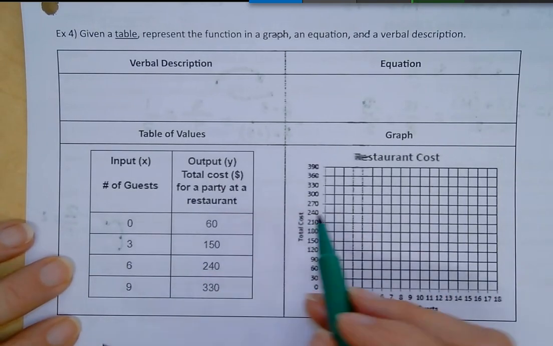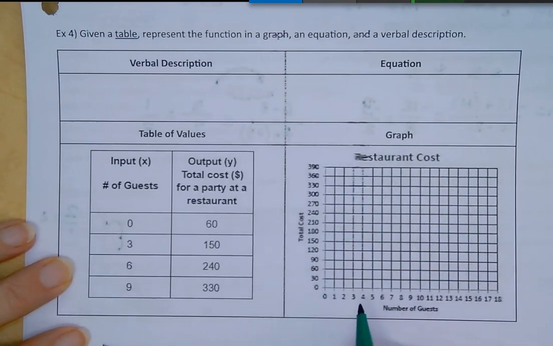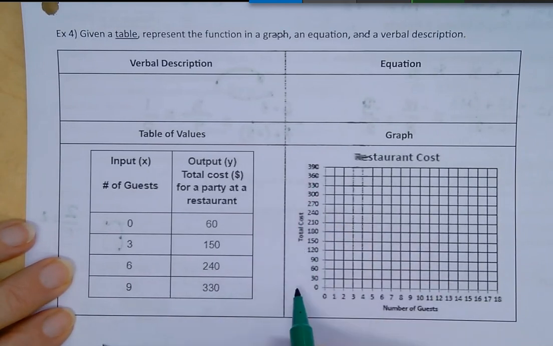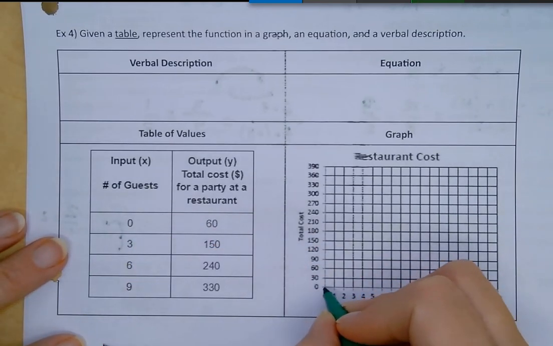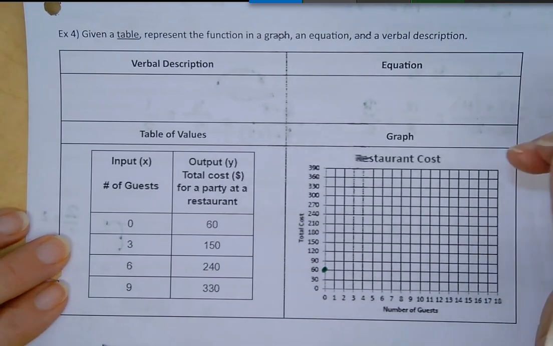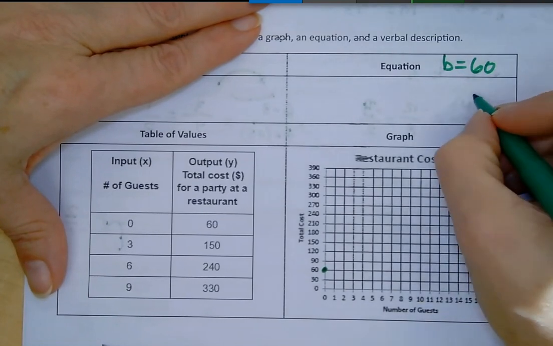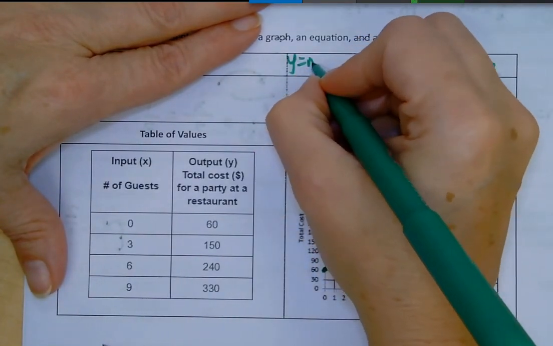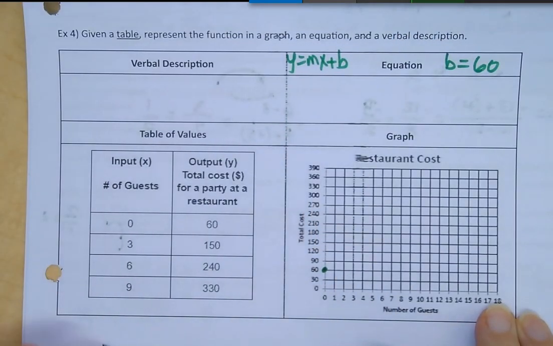Okay, so I can see I have restaurant cost. So I have total cost depends on what down here? The number of guests I have. The total cost I spend at the restaurant is going to depend on the number of guests I have. So the first thing I'm going to do if I'm given this table is just start plotting. I have 0, 60. But I know that must be my b value, right? So I know b equals 60, and I'm thinking about that equation, y equals mx plus b. I know b is 60 because that's where I'm crossing the y-axis.